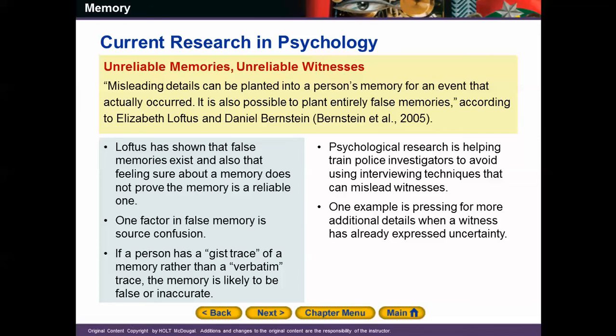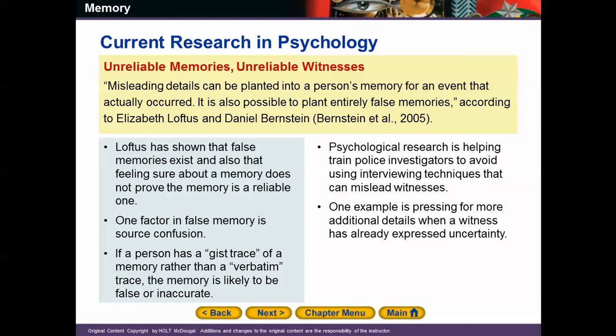But Elizabeth Loftus and Daniel Bernstein are two psychologists that have devoted their life to studying memories and researching firsthand eyewitness testimony and its place in our justice system. Loftus has shown that false memories do exist, and that feeling sure about a memory does not prove that the memory is a reliable one.